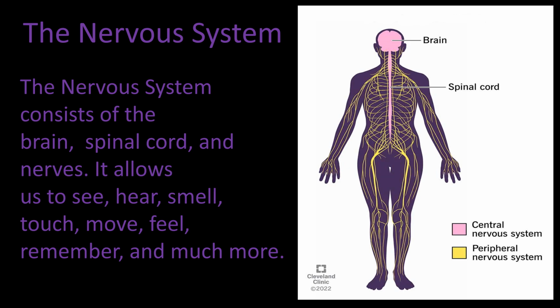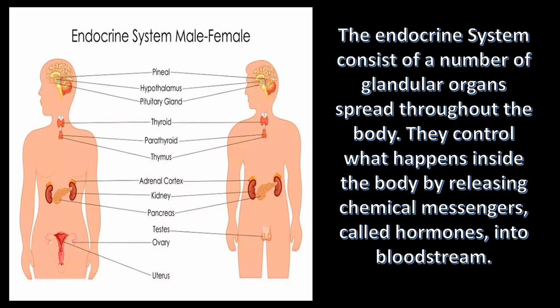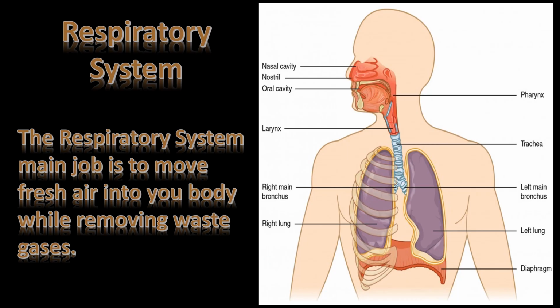The nervous system. The nervous system consists of the brain, spinal cord, and nerves. The endocrine system, female and male. The endocrine system consists of a number of glandular organs spread throughout the body. Respiratory system. The respiratory system's main job is to move fresh air into your body while removing waste gases.